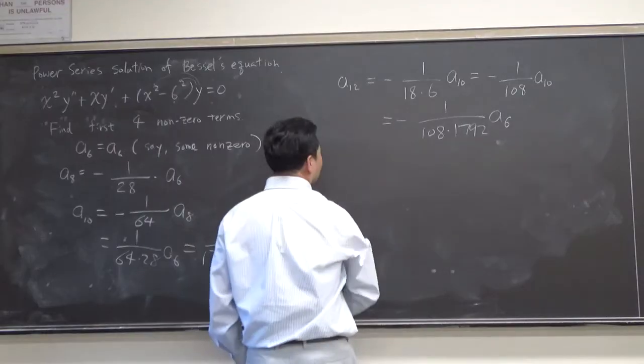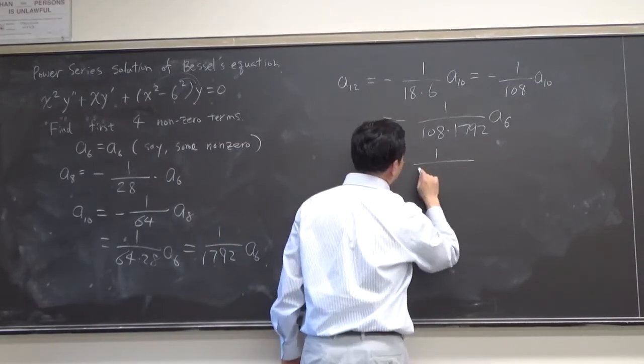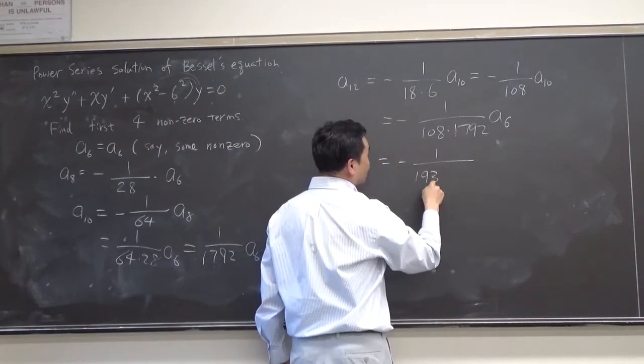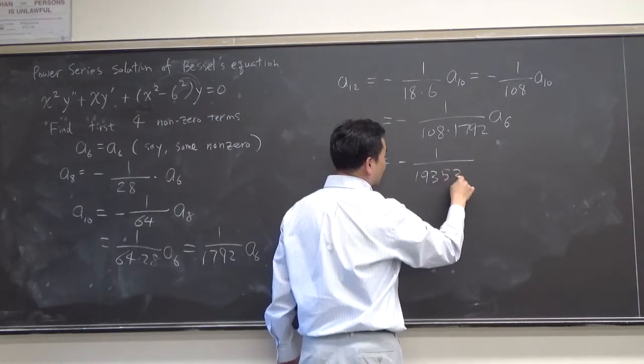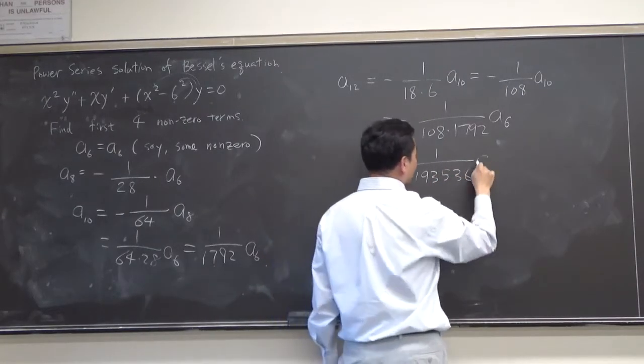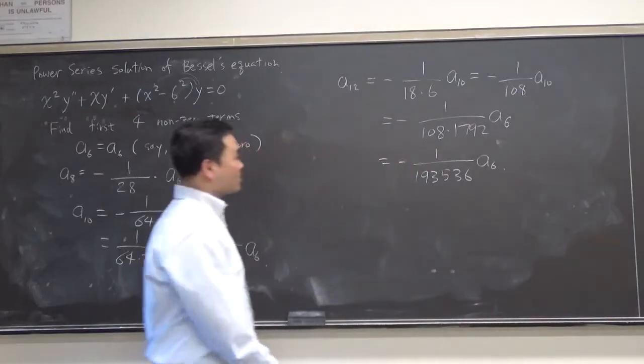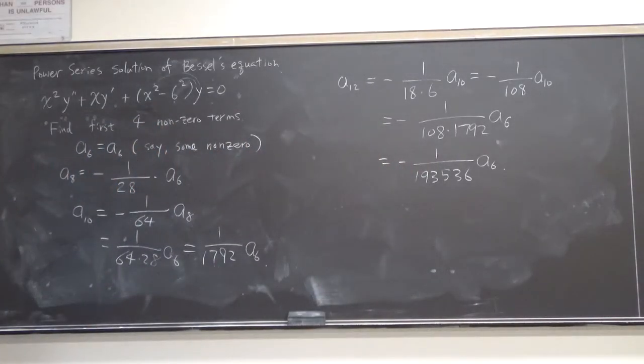It's 193,536. Okay, 36. All right. So we got our 4 non-zero terms.